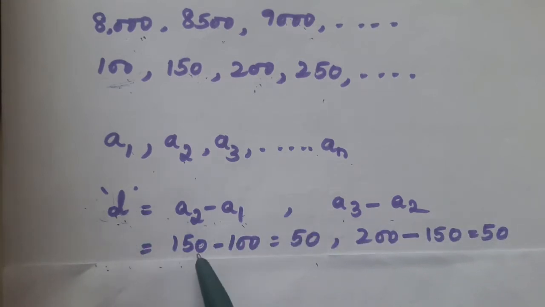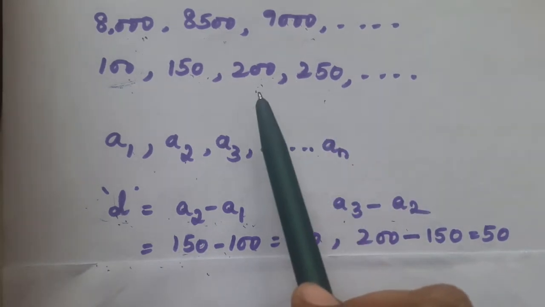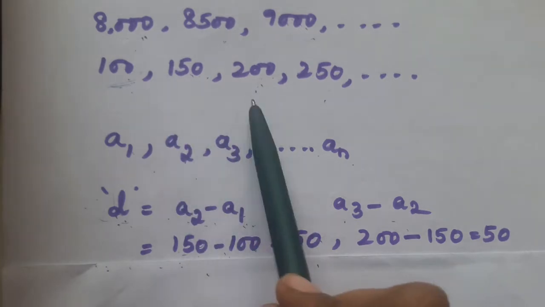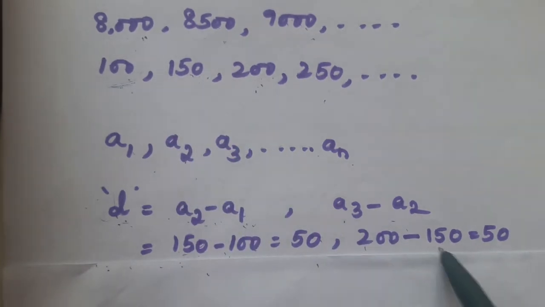Let's see, d is equal to, I have taken the second example, a2 which is 150 minus a1 which is 100. 150 minus 100, we get 50. Then what is a3 minus a2? Now 200 minus 150, again 50. See, the common difference is 50.